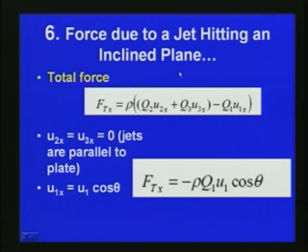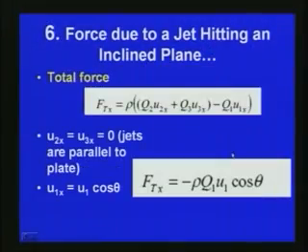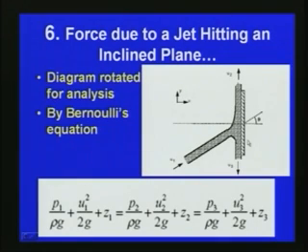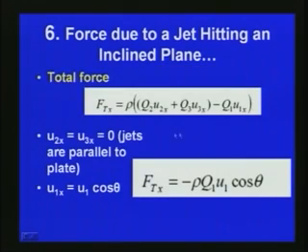So, finally, the total force FTX in the x direction is equal to rho into Q2 into U2X plus Q3 into U3X minus Q1 into U1X. With respect to this figure, after the figure is rotated, you can see that in the x direction U2X and U3X are 0. So U2X is 0, U3X is 0, since the jets are parallel to the plate.